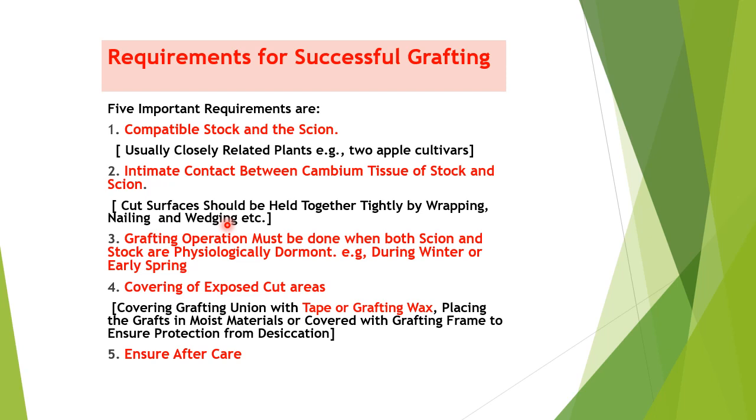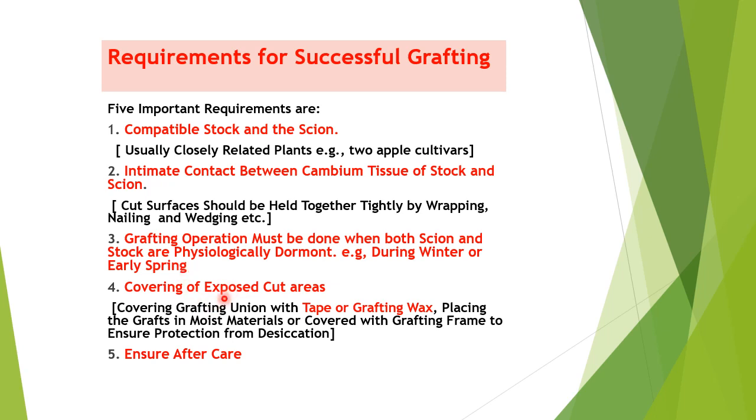Third, the grafting operation must be done when both scion and stock are physiologically dormant. It is very important. You are uniting the two plant parts when they are dormant, that is, no sprouting is there, and the leaves are dropped, or they are physiologically dormant. That can be during winter or early spring.